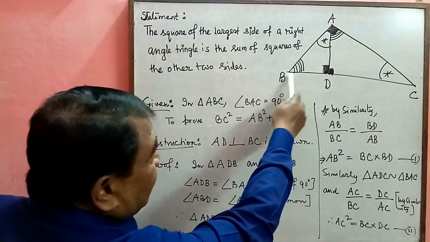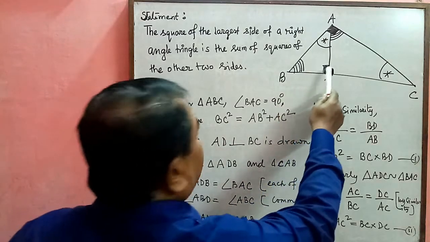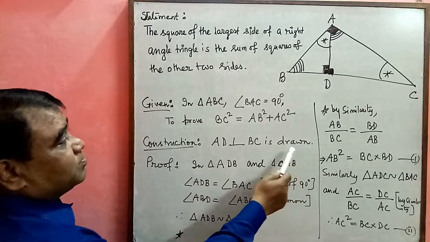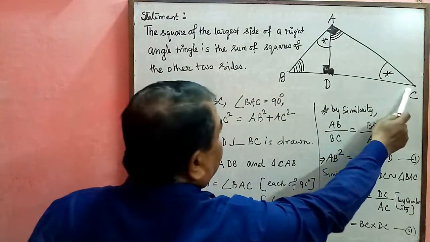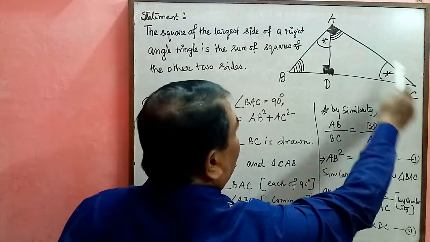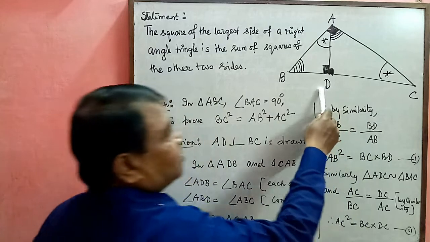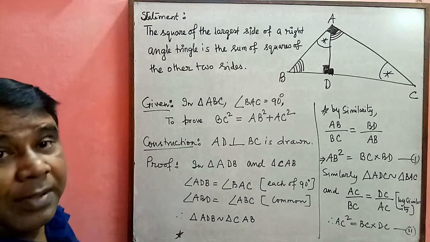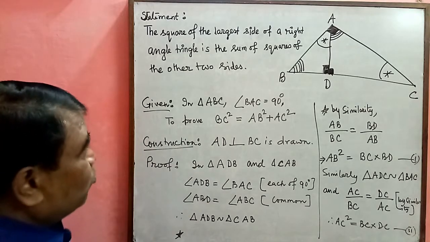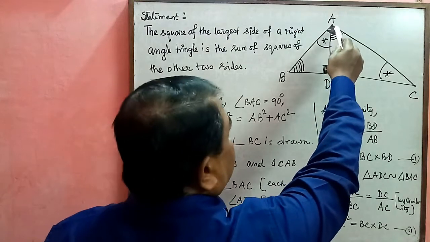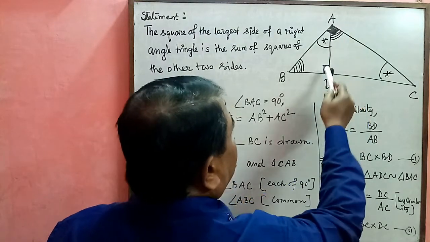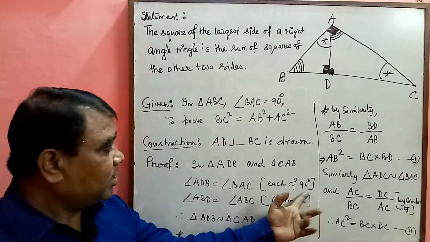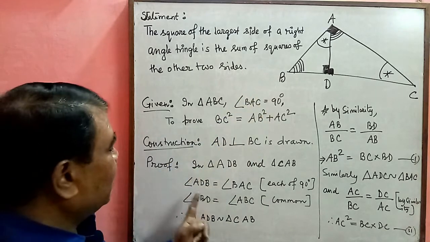Here angle ADB is 90 degree. So far as construction is concerned, I've already drawn a construction. AD is perpendicular to BC. BC is the hypotenuse on which I am drawing the perpendicular from the vertex of the right angle in triangle ABC. Here you have to consider this case. Angle A is 90 degree and angle ADB is also 90 degree. So one is each of 90 degree angle ADB and angle BAC.